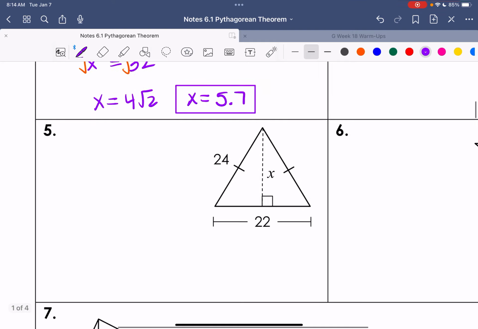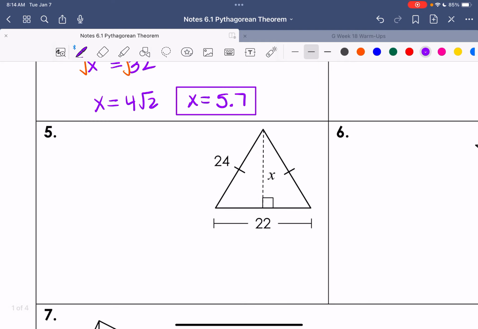Okay, number 5. This is where it starts to get a little bit interesting. So this is an isosceles triangle. See how 2 of the sides are the same? Okay, but x is the height of that triangle. So you can think of it as just this side. But in order to do just that side of the triangle, we need to know what that bottom is. So if all the way across is 22, and this is isosceles, these two are the same, that means it's split exactly in half. So that would be 11 and 11.